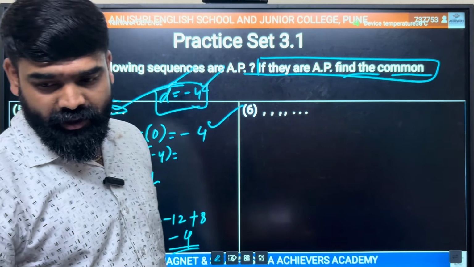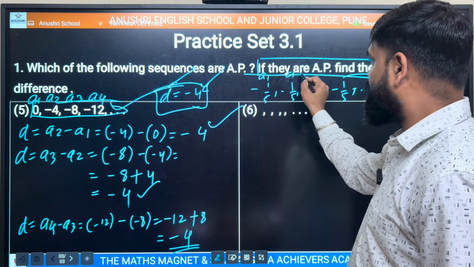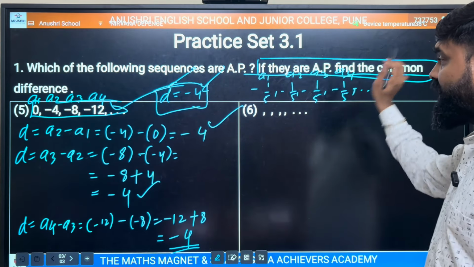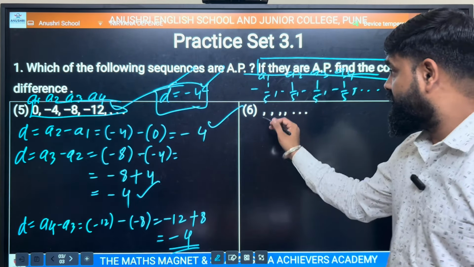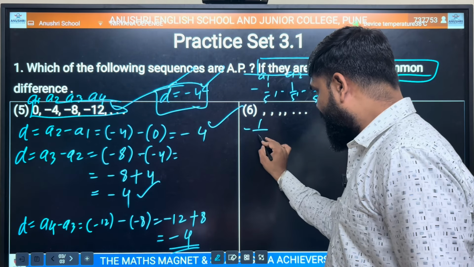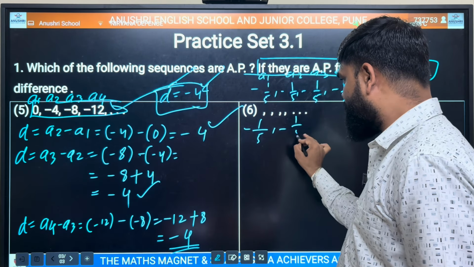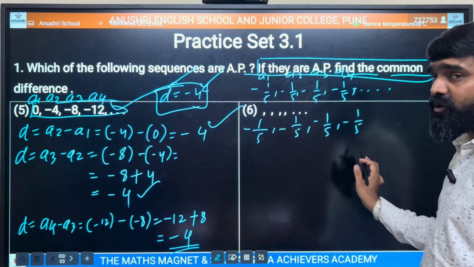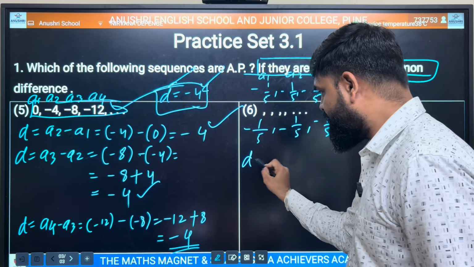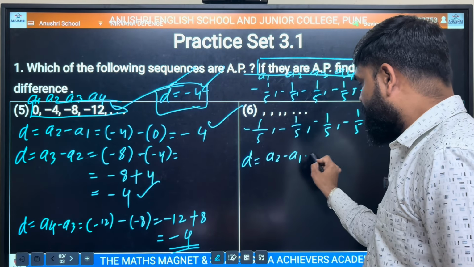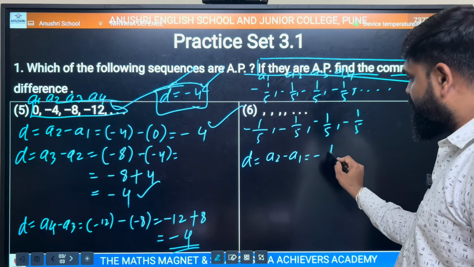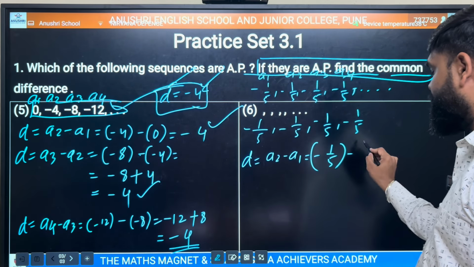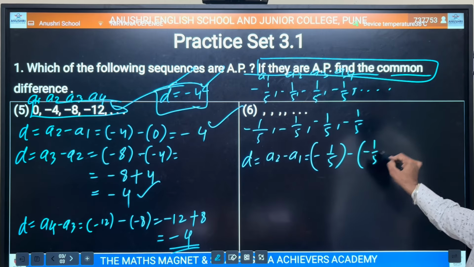Okay, let us solve question number 6. A1, A2, A3 and A4. In this question we have all the same terms. So this is minus 1 by 5, this is also minus 1 by 5, this is also minus 1 by 5, and minus 1 by 5. So this is the question actually. So let us find this. D is equal to A2 minus A1. A2 is minus 1 by 5 minus minus 1 by 5.